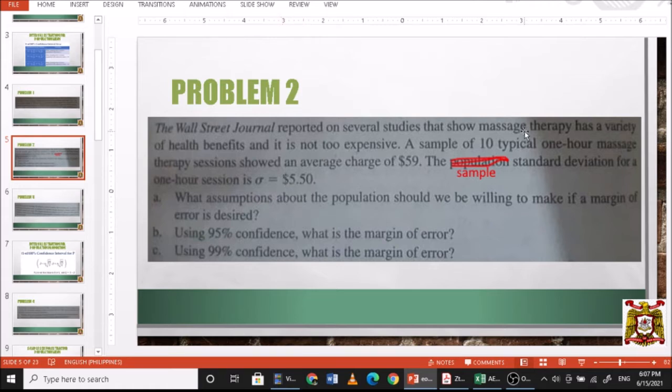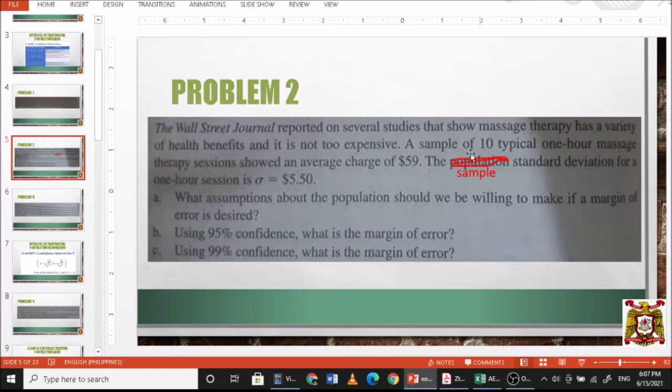This problem is actually altered by me because I had a hard time looking for a problem involving sample standard deviation with a sample less than or equal to 30. So let's just change this one. And let's just ignore this 95% confidence because you already solved a problem prior, which uses 95% confidence. So let's use your 99% confidence.